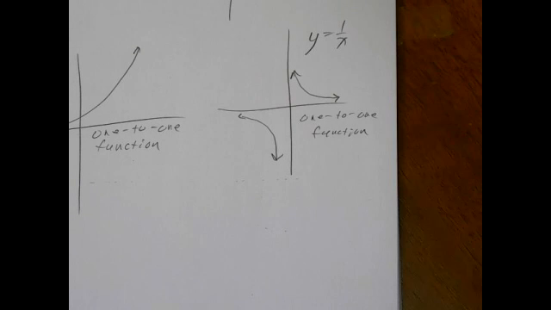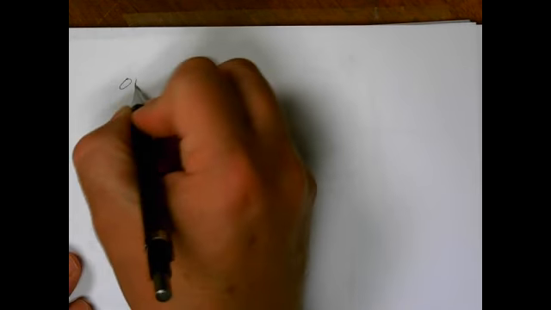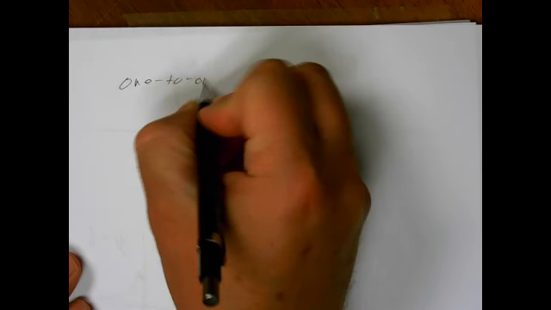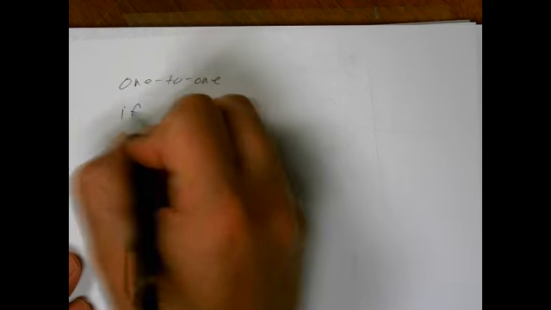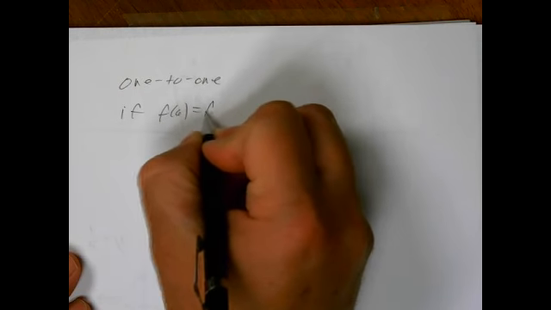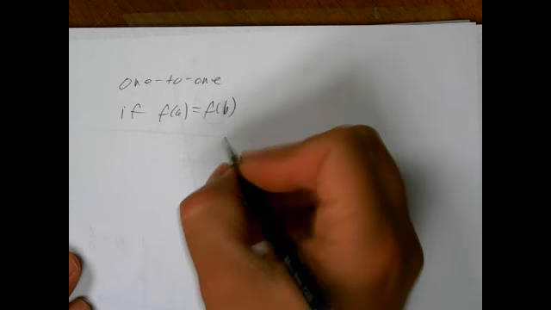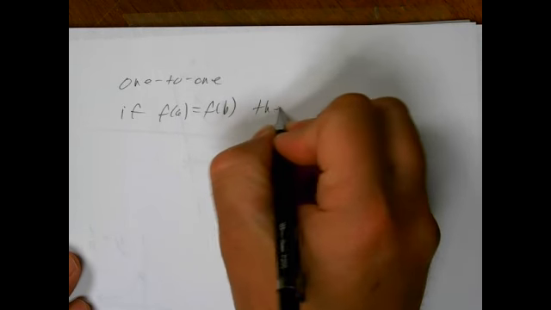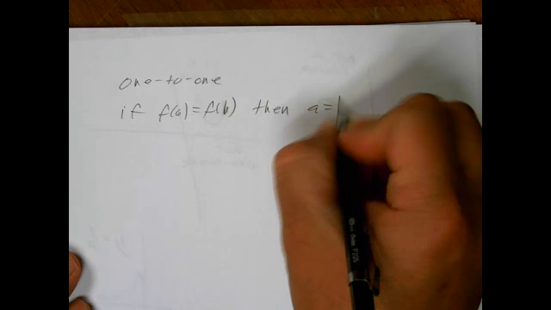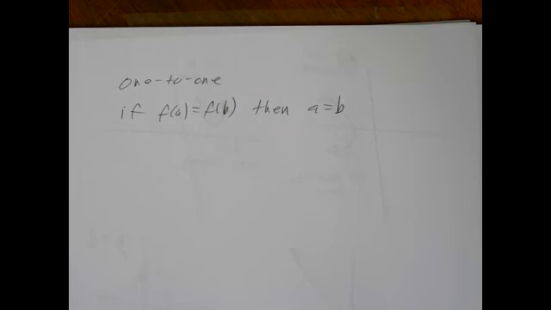Well, it can be done algebraically, which is a little bit trickier, all right? But it can be done. So when you test for one-to-one algebraically, what we're testing to see is that with a one-to-one situation, you will find that if f of a equals f of b, in other words, if the outputs are equal, then it can only happen if the inputs were equal.